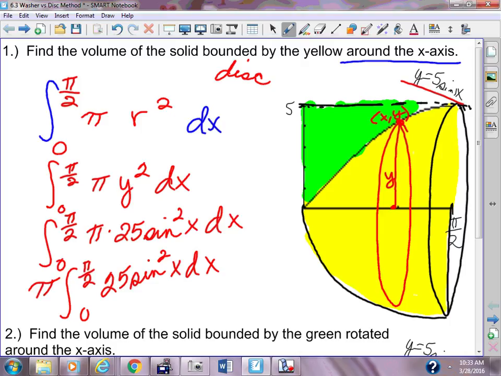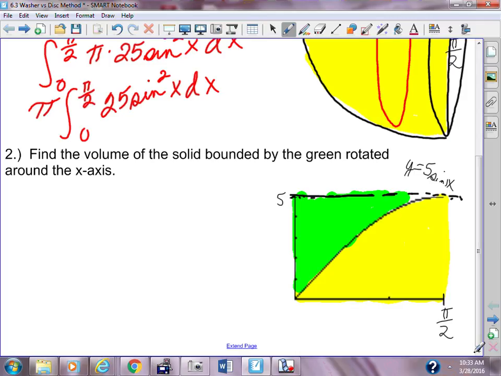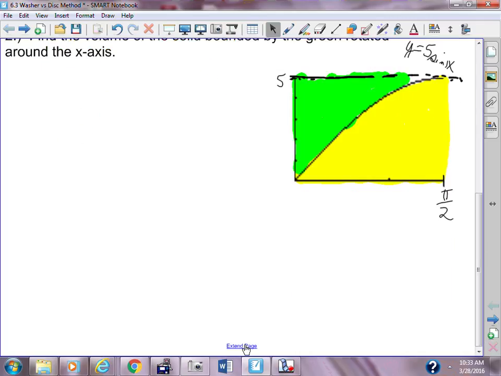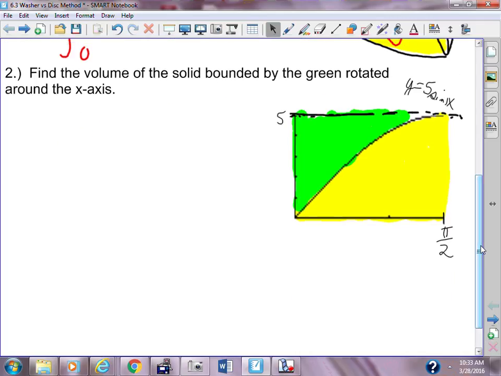All right, next, example 2. Still going to be the same picture, but instead of the yellow region, we want the green region to be rotated around the x-axis. Same thing except the outside. That's a good way of thinking of it.